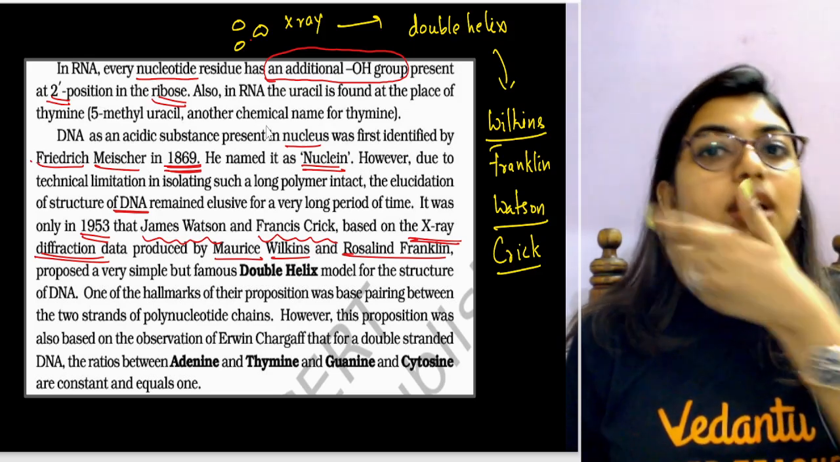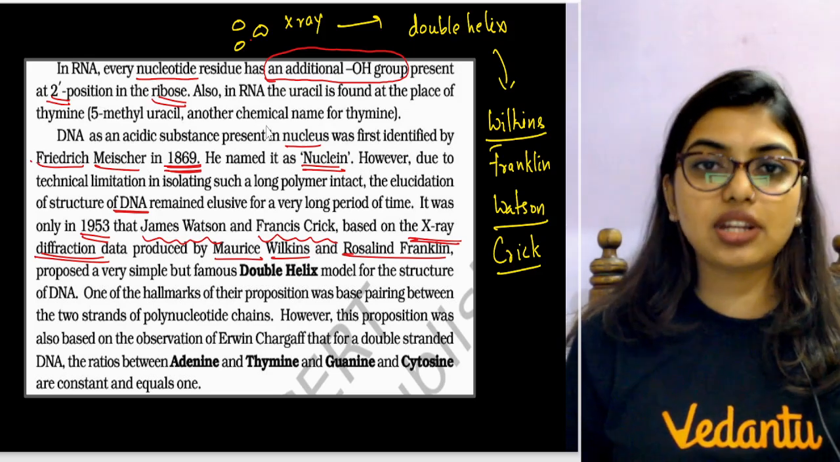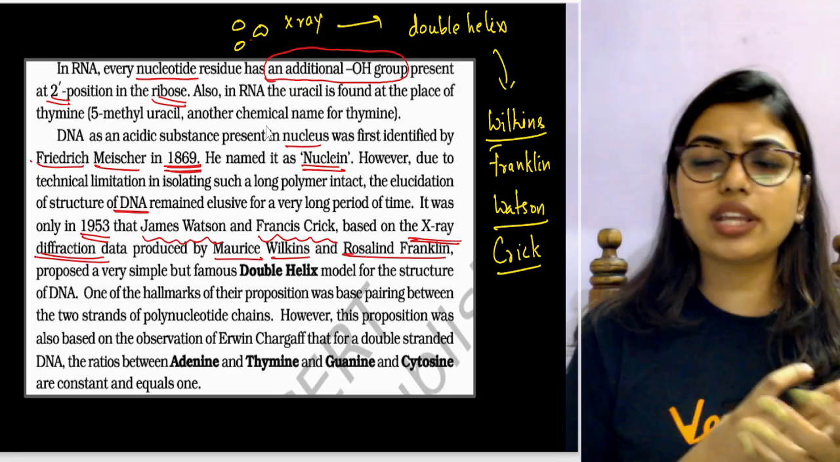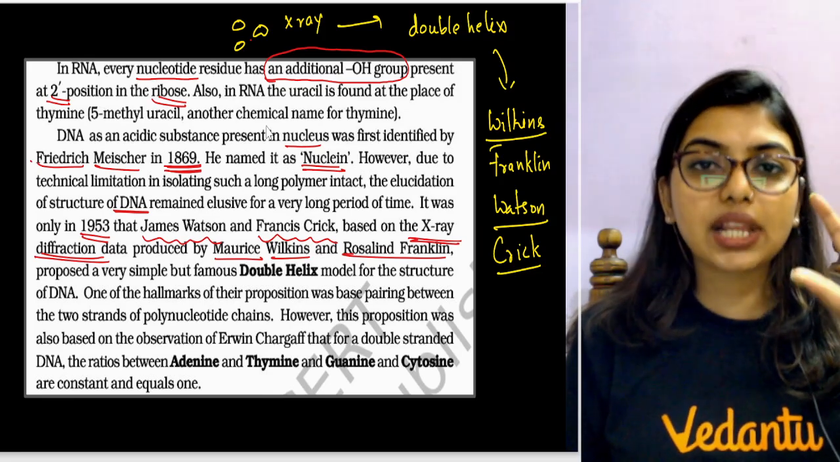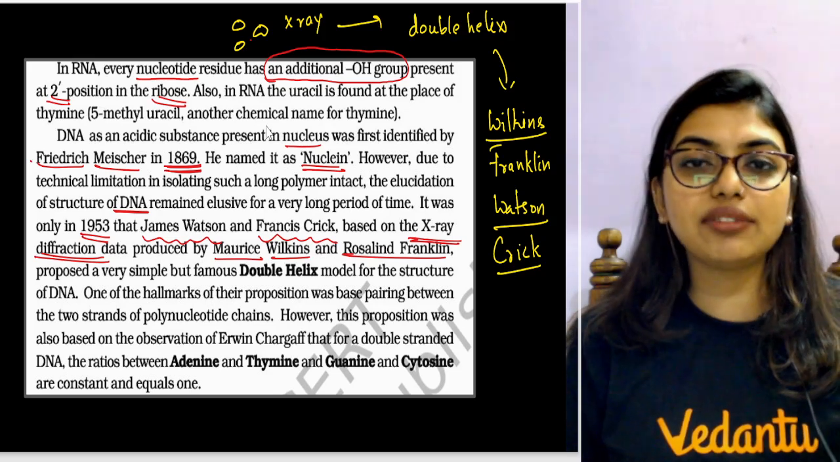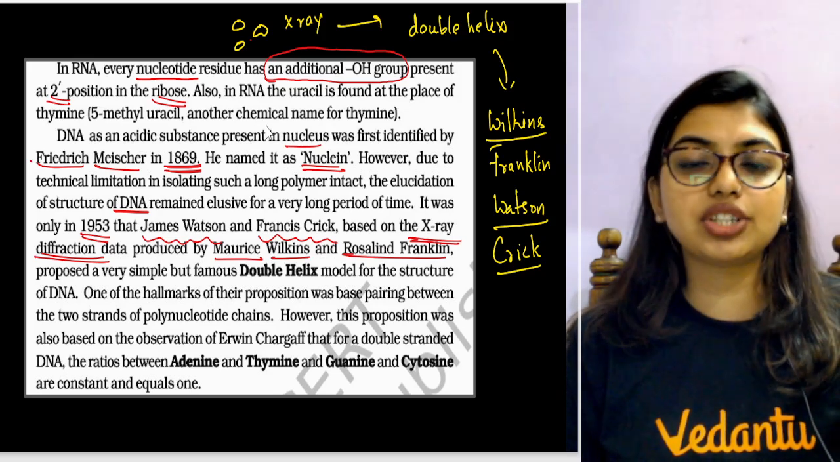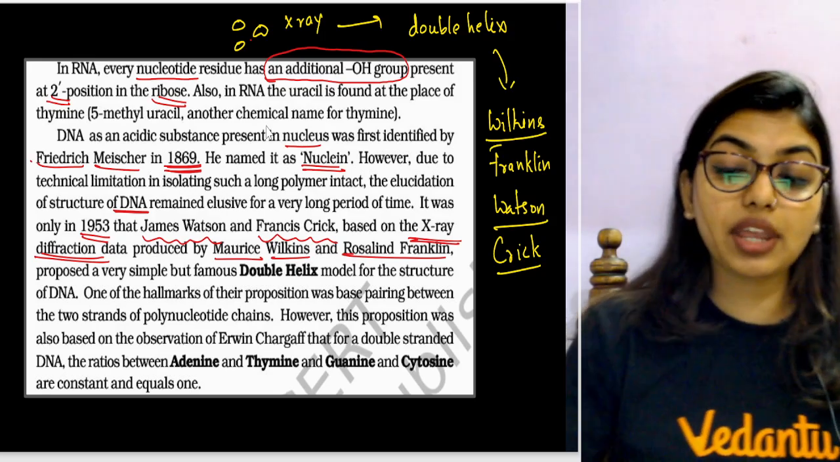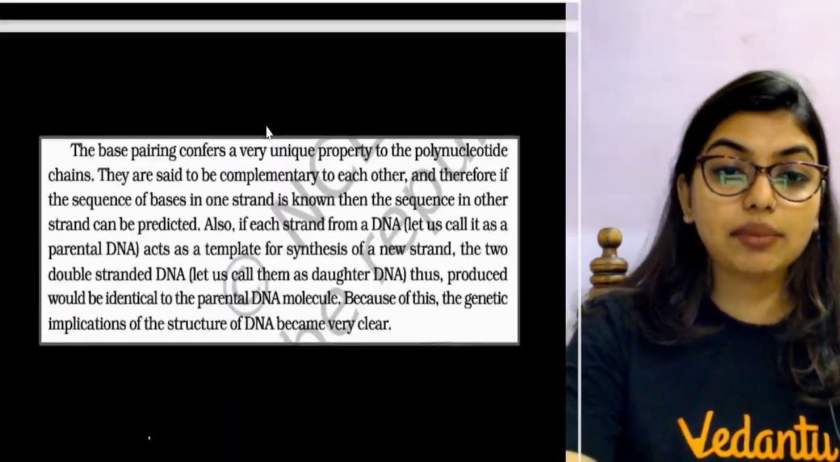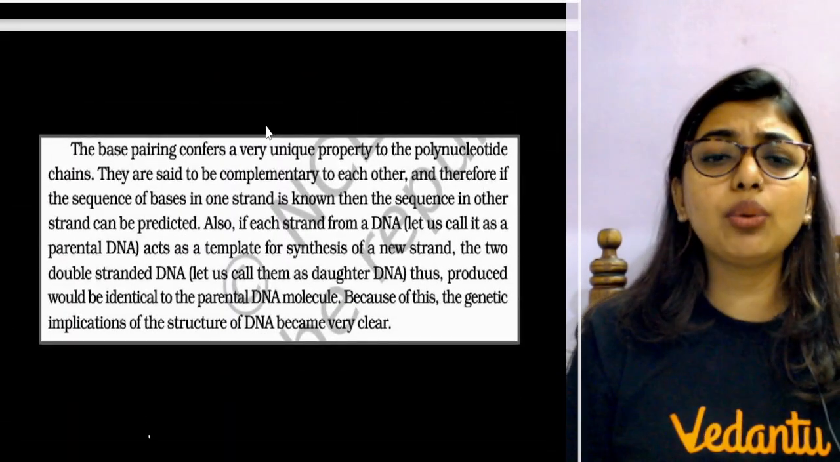Later, Wilkins and Franklin did X-ray diffraction separately, and when they saw the X-ray diffraction, they noticed that DNA is a double helical structure. And later, Watson and Crick also gave the name, telling that this is a double helical structure and these are the properties of this double helical structure. And then Irwin Chargaff came up with the Chargaff rule. Now, what is this Chargaff rule?